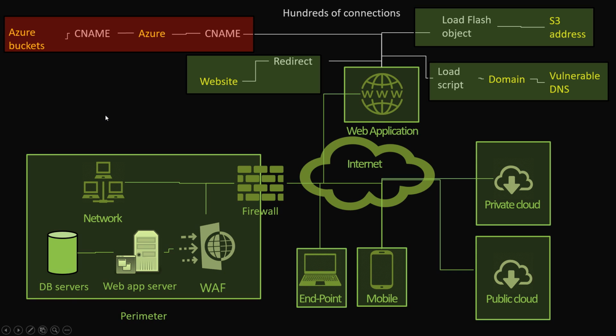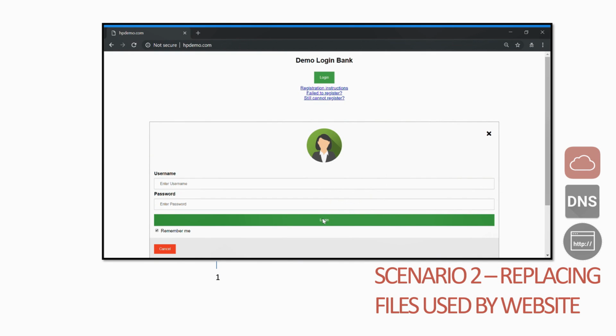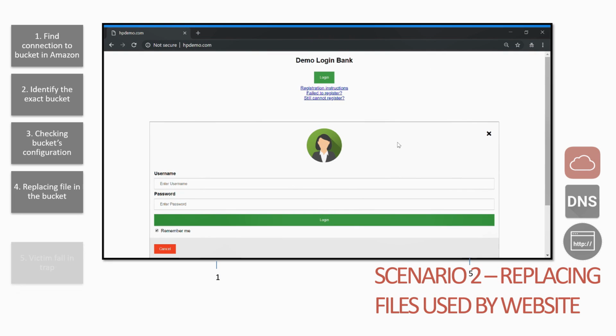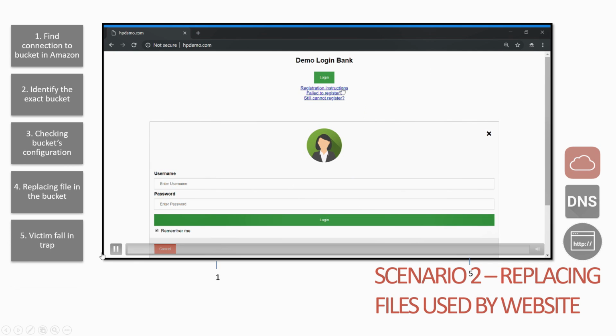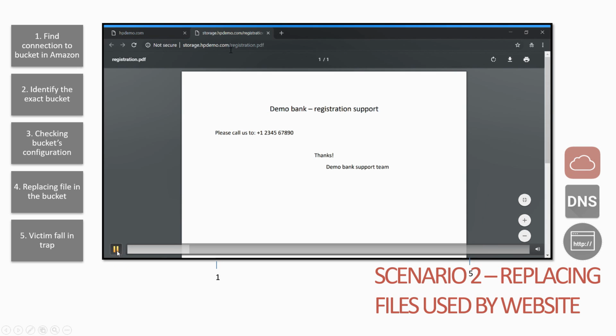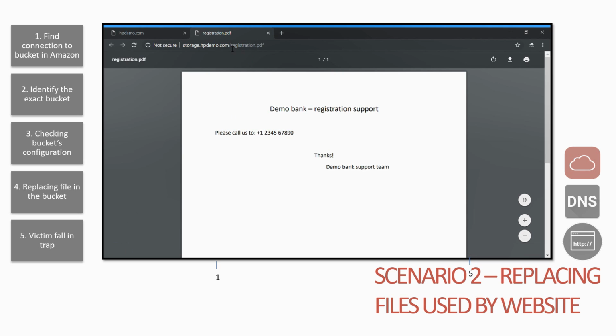In the second attack, Wang is now going to try to replace files that are being loaded by the website. In this case, what Wang is trying to find is files that are being used by the website. As you can see here, when Wang clicks on the registration instructions, actually a PDF file is being loaded by the website. Wang sees this as an opportunity.